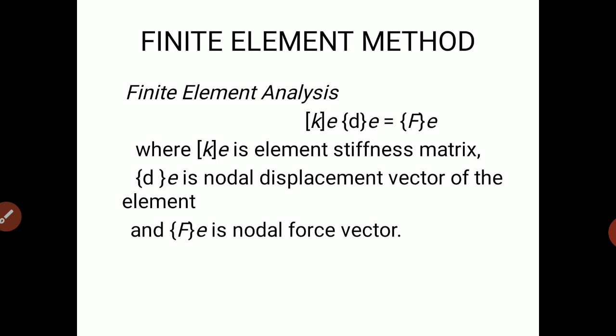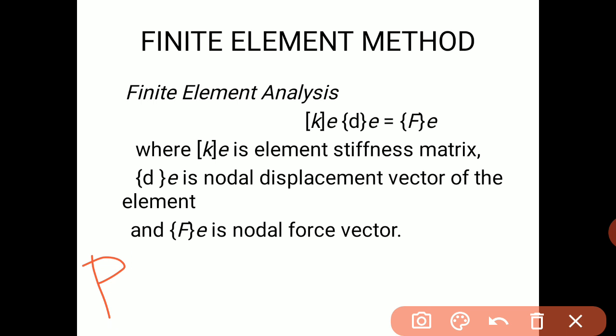Now, what is the main idea or main principle behind this method? It is the relationship between force, displacement, and stiffness. We know P is equal to K into delta, or stiffness is the force required to produce unit displacement. So we know this relation, P equals K delta.